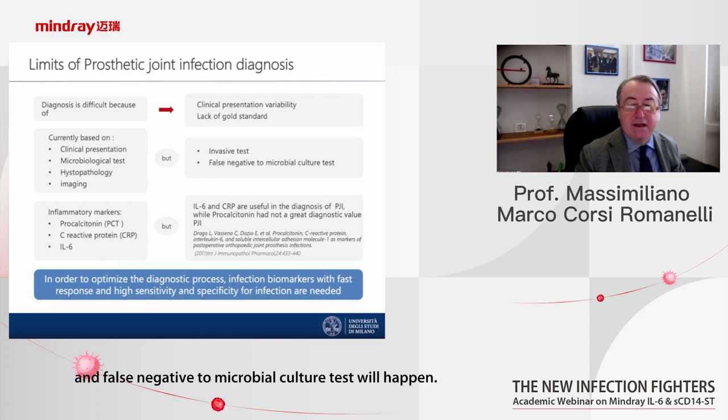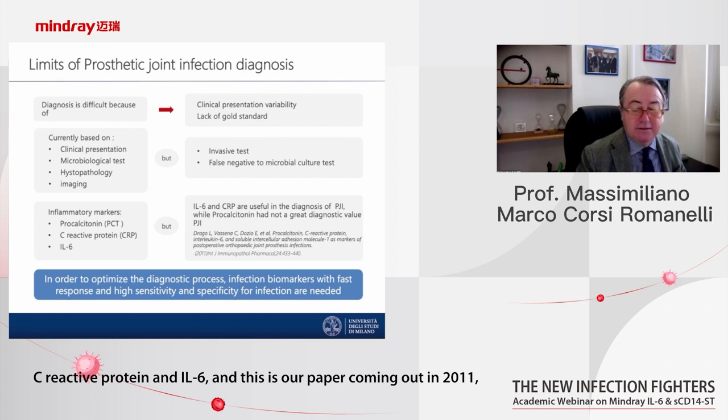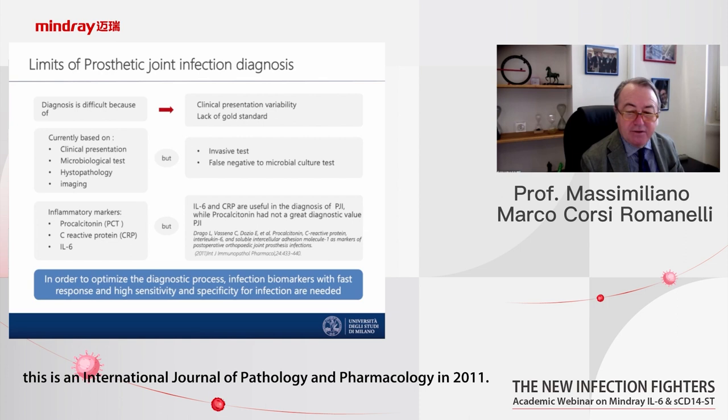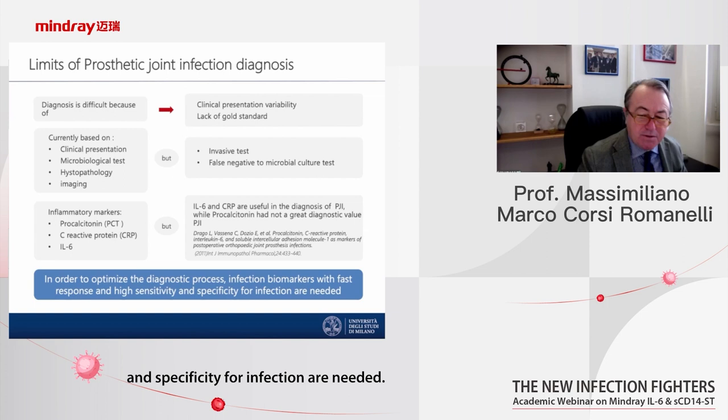Also, we have inflammatory markers like procalcitonin (PCT), CRP (C-reactive protein), and IL-6. This is our paper, which came out in 2011: IL-6 and CRP are useful in the diagnosis of PJI, while procalcitonin had not a great diagnostic value in PJI. This is in the International Journal of Immunopathology and Pharmacology in 2011. In order to optimize the diagnostic process, an infection biomarker with fast response and high sensitivity and specificity for infection is needed.